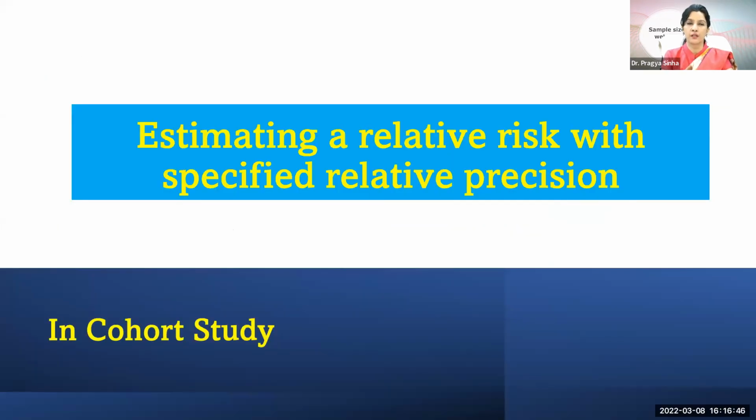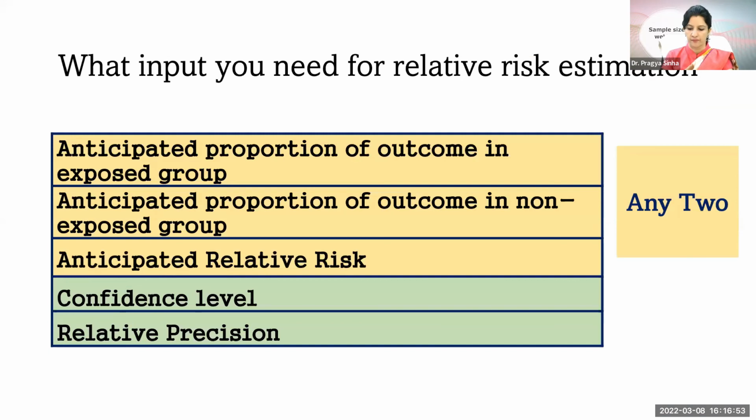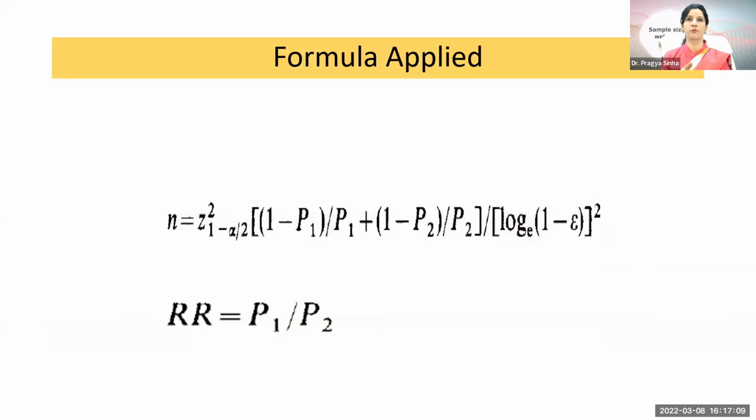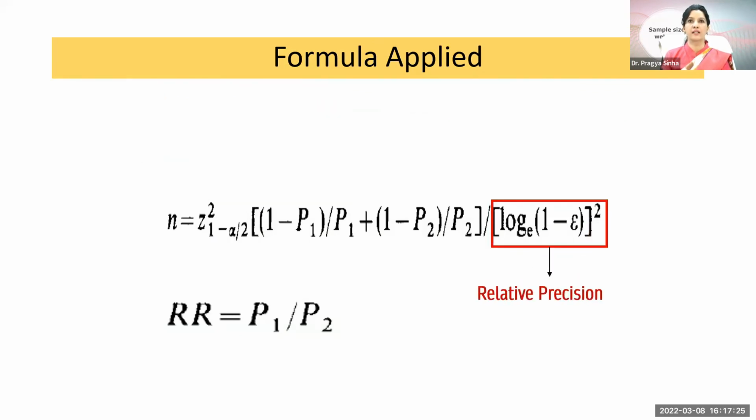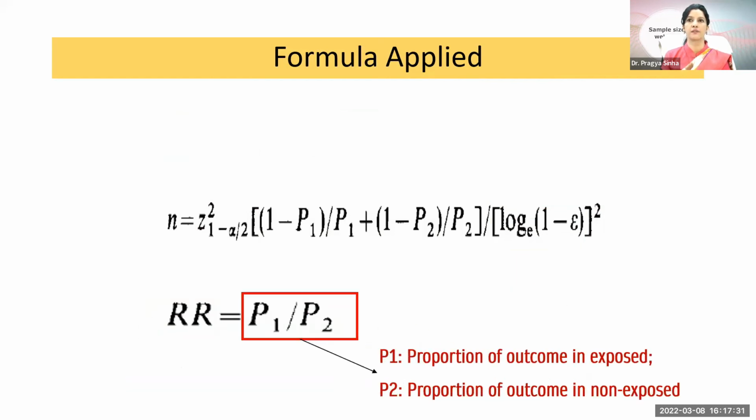So now the fourth example, estimating the relative risk with the relative precision. So in this case, you need the proportion of outcome in the exposed group, the proportion of outcome in the non-exposed group, what is the anticipated relative risk, and what is the confidence level and the relative precision. So this was the formula. Again, this is in the form of Z 1 minus alpha, and P1 and P2, this relative risk is P1 by P2. So this represents the desired level of significance, and then this is the relative precision. This is the formula which we have applied, this is the relative precision, and this is the relative risk.